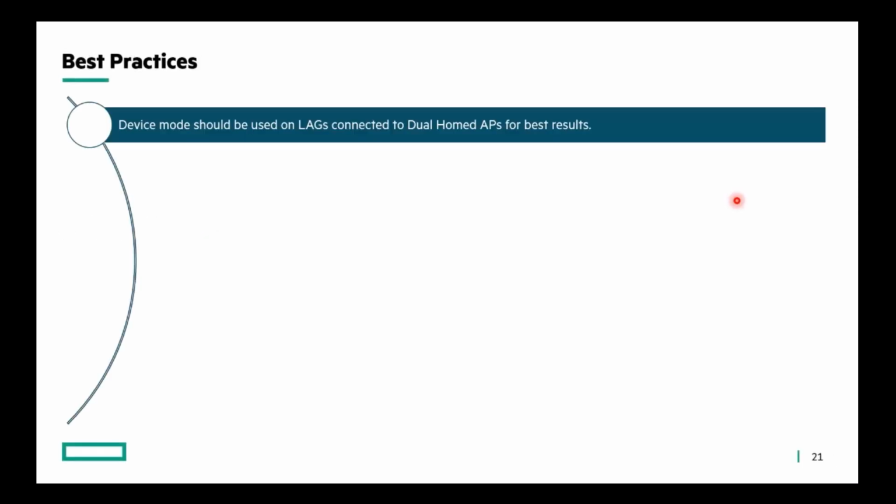So let's hear about the best practices to be followed for this feature. As discussed, device mode should be used for LAGs connected over the dual home AP for best results. If you go for client mode, each and every port on the AP will be trying to onboard and it may create address moves. For that purpose, we have to use device mode for the AP connected ports.